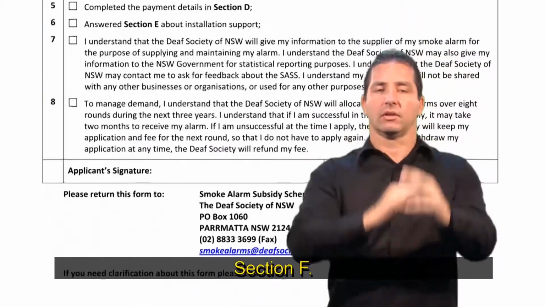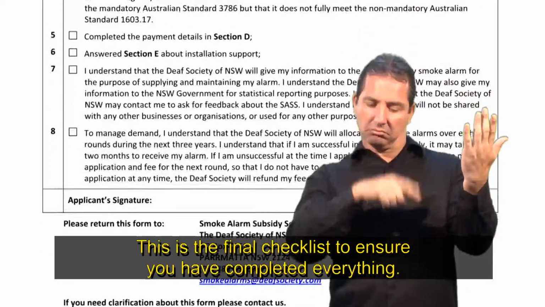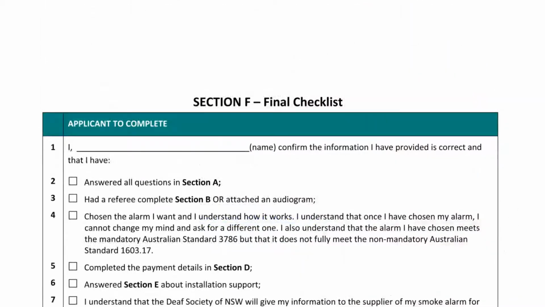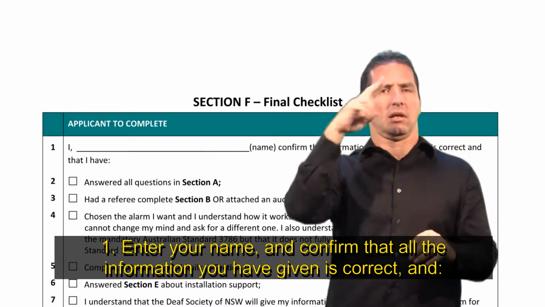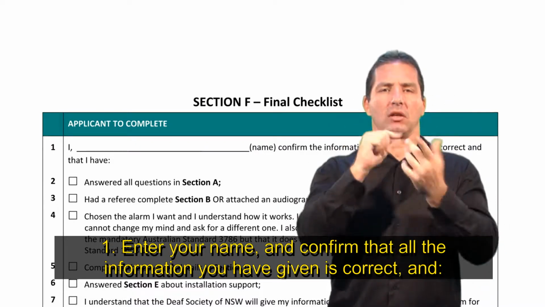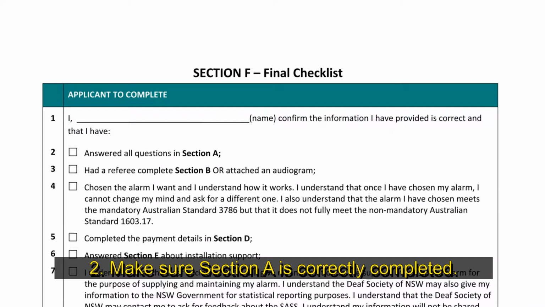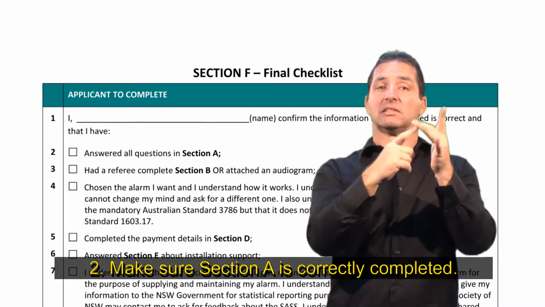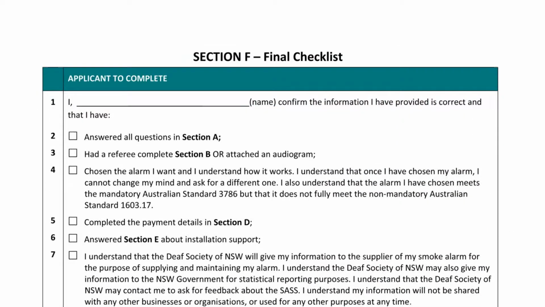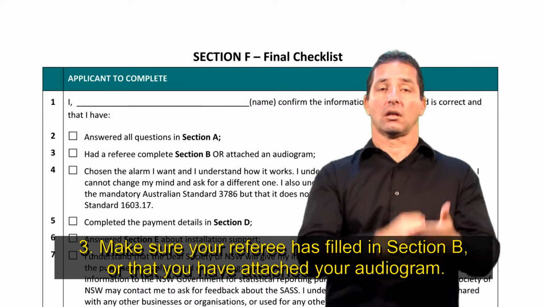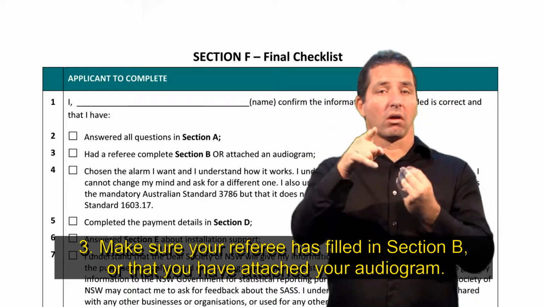Section F. This is the final checklist to ensure you have completed everything. 1. Enter your name and confirm that all the information you have given is correct. 2. Make sure Section A is correctly completed. 3. Make sure your referee has filled in Section B, or that you have attached your audiogram.